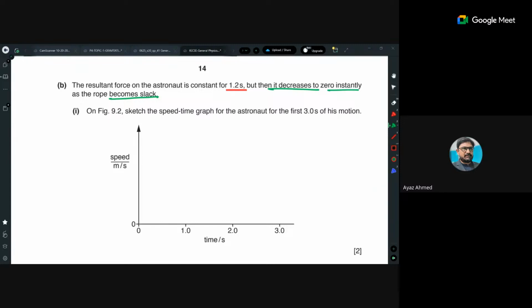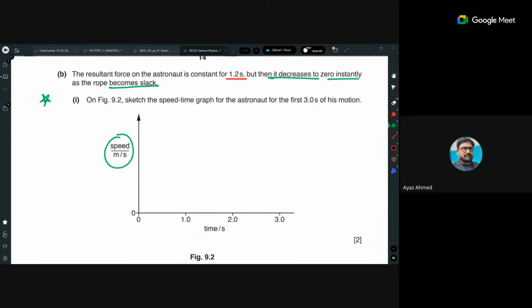On figure 9.2, this was the hard part of this question. You have to sketch the speed-time graph after 1.2 seconds. So 1.2 seconds is here. Let's say this is 1 second, and 1.5 is here, half of that, and then 1.2 would be almost here. So till 1.2 seconds, it will have a constant acceleration. Got it?